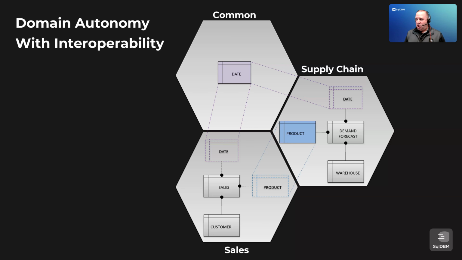And what's happening is, let's just say supply chain makes a change to the product. They add a new column to that. When that happens, in our scenario, you would get notified that a change has occurred. So if sales is referencing product or date and one of those changes, that team would be notified that the product changed. So I just wanted to give some high level context in terms of where we're going. For now, let's go into SQL DBM and see it in action.